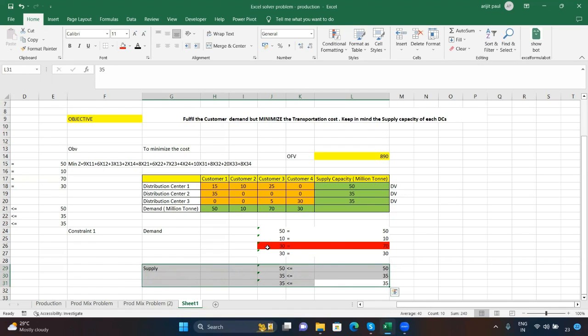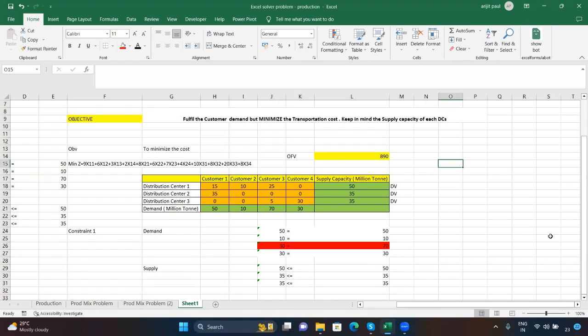Now, why is our model not able to satisfy this condition? Let's understand one thing. What is our total supply capacity per day for us? These three, DC1, 2, and 3, and we are only able to supply 120 ton per day.